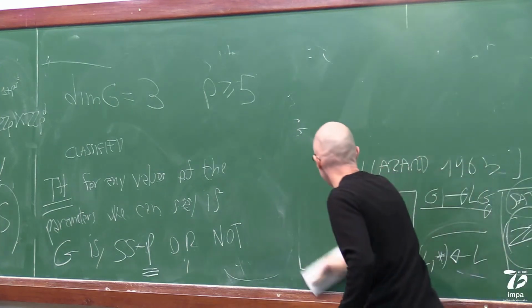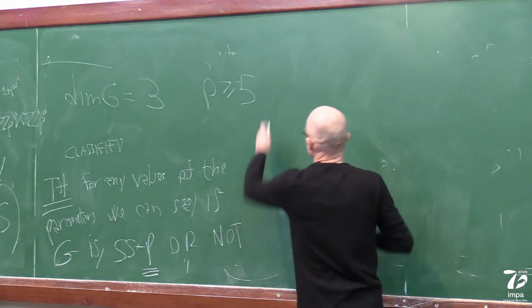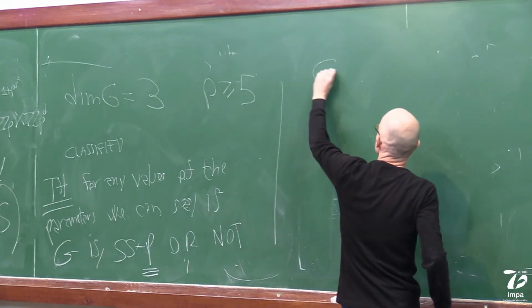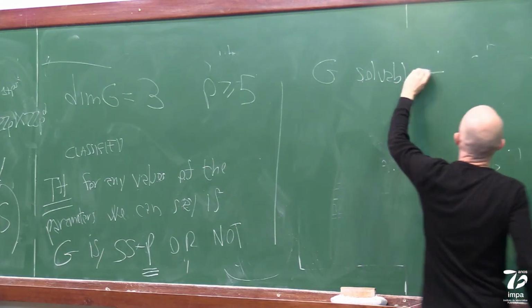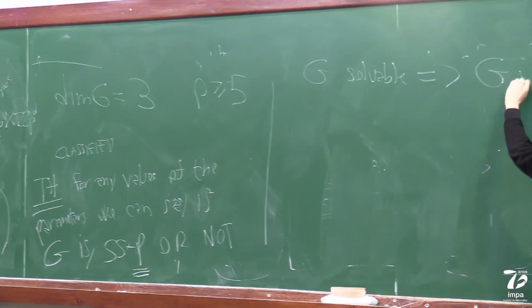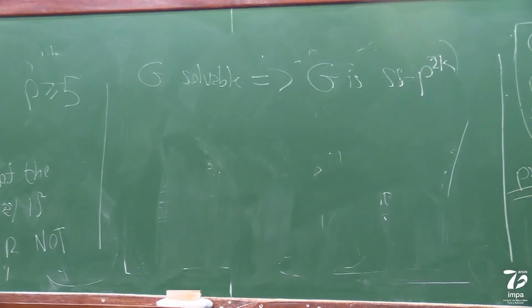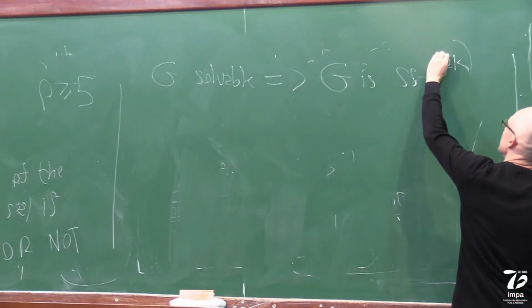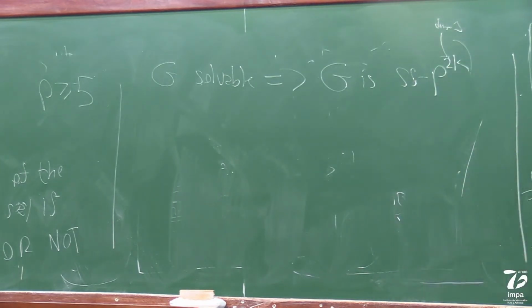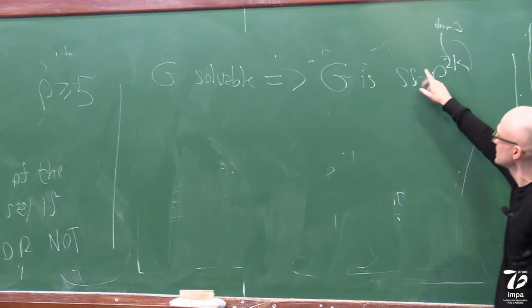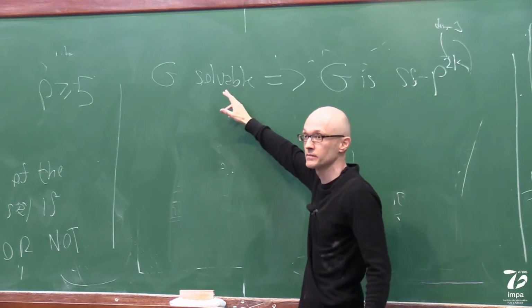And then the behavior is different depending on whether we take G solvable. Then we have that G is self-similar of index P to the k for any k. And this 2 is just dimension minus 1. So everything is similar for solvable ones, and the self-similarity index is either P or P squared.